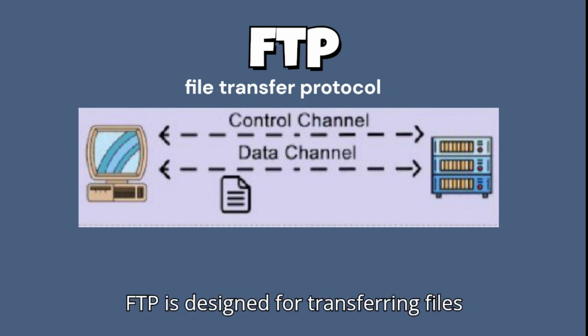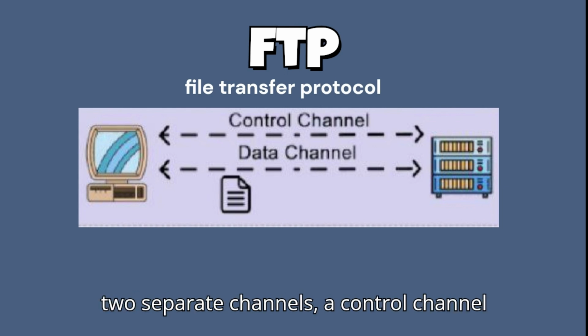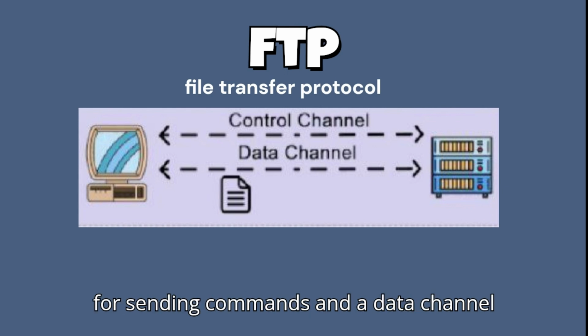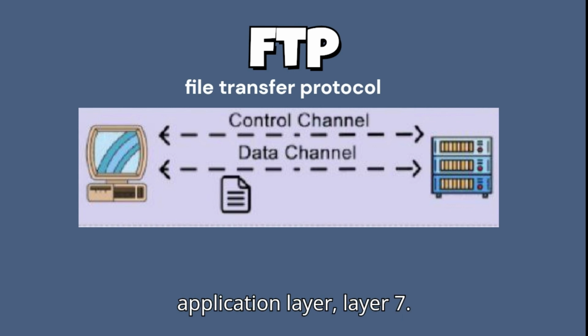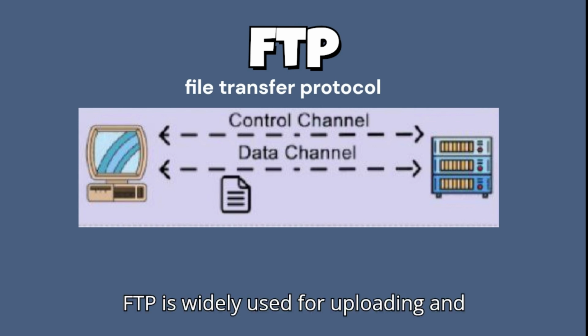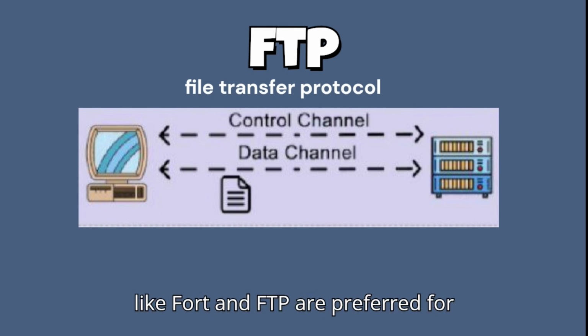FTP is designed for transferring files between a client and a server. It uses two separate channels, a control channel for sending commands and a data channel for the actual files. Operating at the application layer, layer 7, FTP is widely used for uploading and downloading files, though secure versions like FTPS and SFTP are preferred for sensitive data.